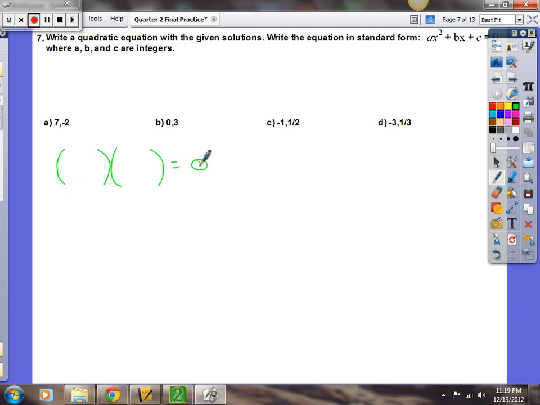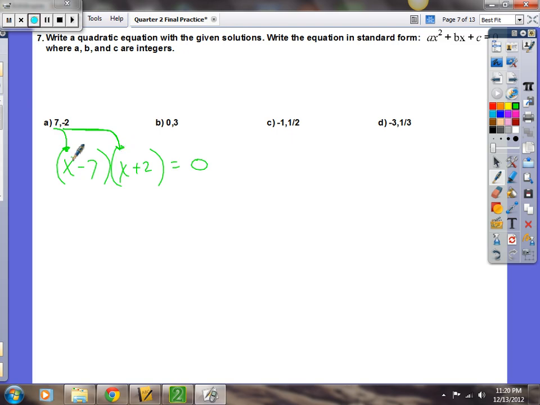Okay, you're going to plug a 7 in right here, and you're going to get a 0. So how do you get a 0 if you plug a 7 in? It's got to be like this, because 7 minus 7 is 0. You're going to plug a negative 2 in. How are you going to get a negative 2 to become a 0? You're going to add 2. So you're going to have x plus 2. So if I plug 7 or negative 2 in, I'm going to get zeros.